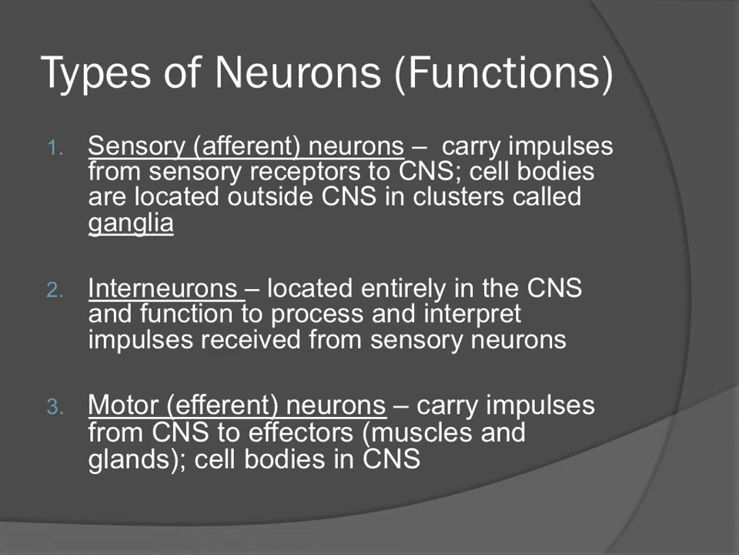Your interneuron is located entirely in the central nervous system and functions to process and interpret impulses received from sensory neurons. They form connections between other neurons. Your motor or efferent neurons carry impulses from the central nervous system to effectors, that's your muscles and your glands. Cell bodies are in the central nervous system, so they project their axons outside the central nervous system to directly or indirectly control muscles. They carry signals from the spinal cord to the muscles to produce movement.